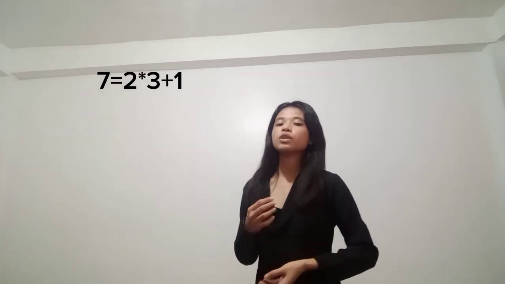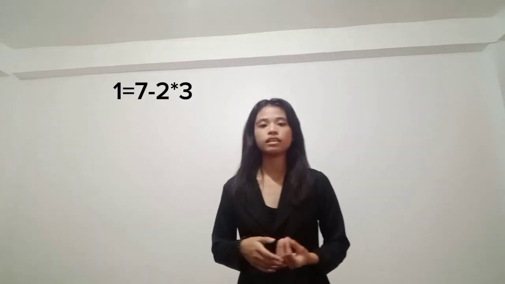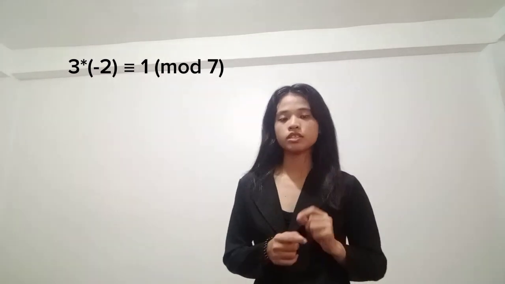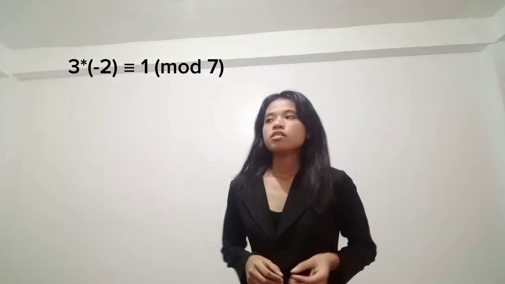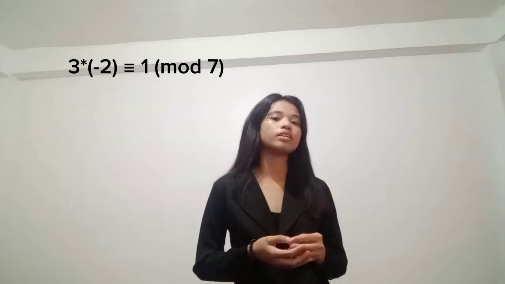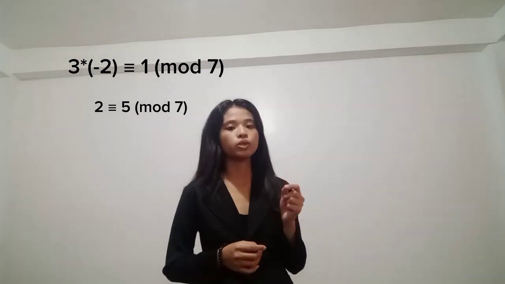We start by writing down the two numbers as a linear combination of each other: 7 equals 2 times 3 plus 1. Then we work backwards to find the coefficients of the linear combination. So it will be 1 equals 7 minus 2 times 3. Now we can rearrange the equation to get 3 times negative 2 is congruent to 1 modulo 7, which means that the multiplicative inverse of 3 modulo 7 is negative 2, or 5 modulo 7.